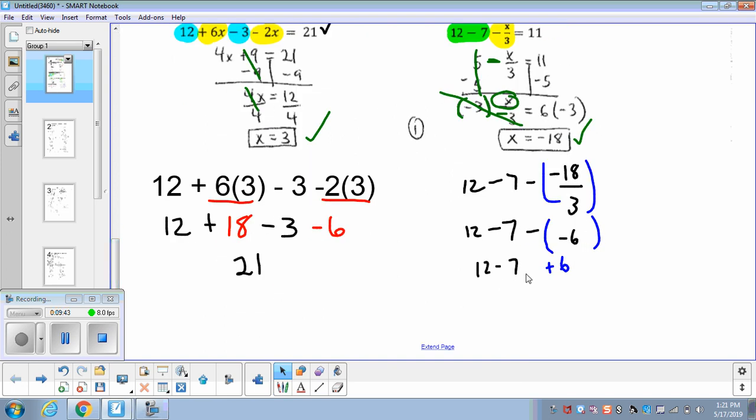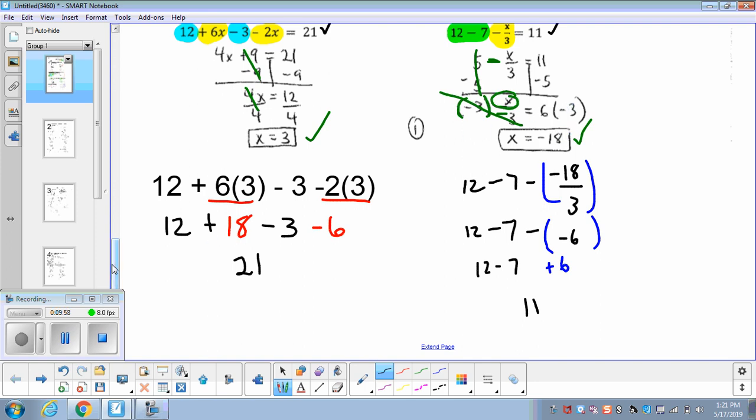So y'all, what's 12 minus 7? It's 5. And what's 5 plus 6? It's 11. So we get 11 for this one. And that was the total we were expecting. So we know plugging in a negative 18 was the right thing to do.